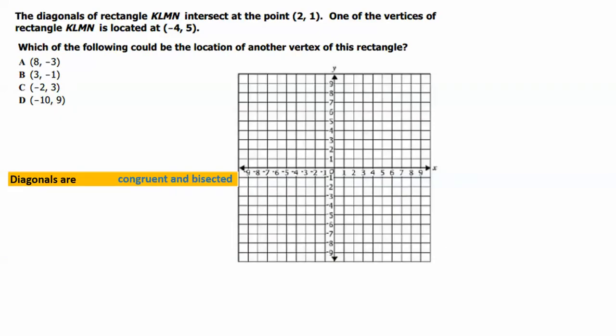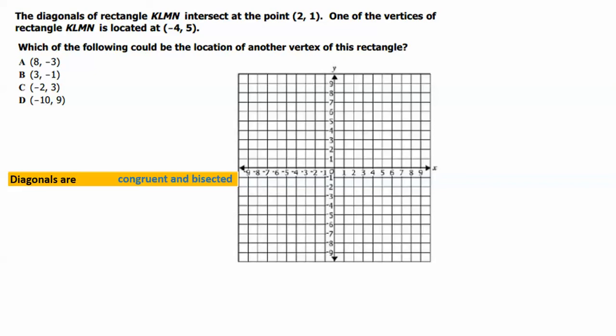The diagonals of rectangle KLMN intersect at the point (2, 1). One of the vertices of the rectangle KLMN is located at (-4, 5). Which of the following could be the location of another vertex of this rectangle?